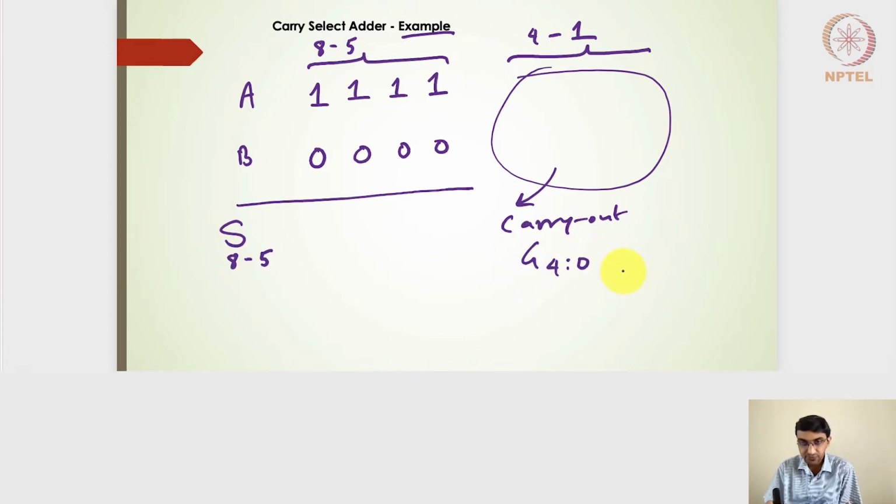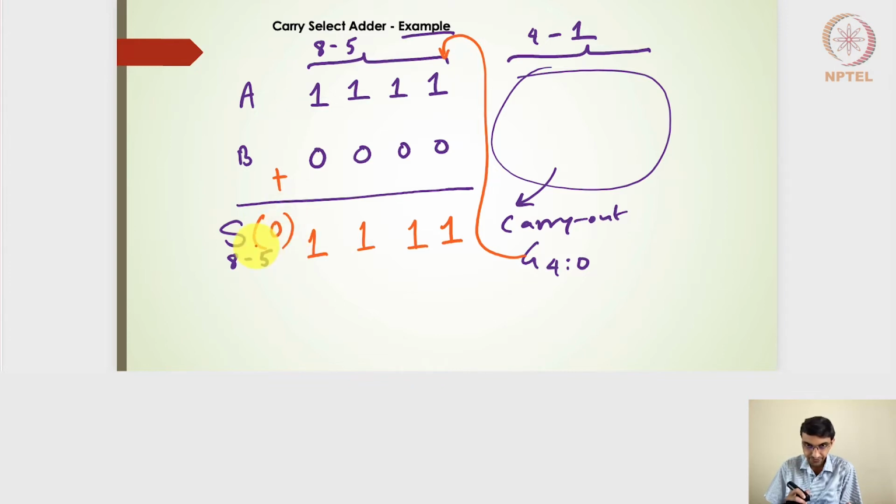So irrespective of G4 to 0, let's say that G4 to 0 is 0 actually. In that sense, G4 to 0 actually has to go and do the addition here. But let's say that it is 0 here, then I can easily find out what S8 to 5 is based on the inputs A and B here. So if I do the addition here, I will get 1, I'll get 1 here, I'll get 1 here, I'll get 1 here. So this S8 to 5 is assuming G4 to 0 is 0.